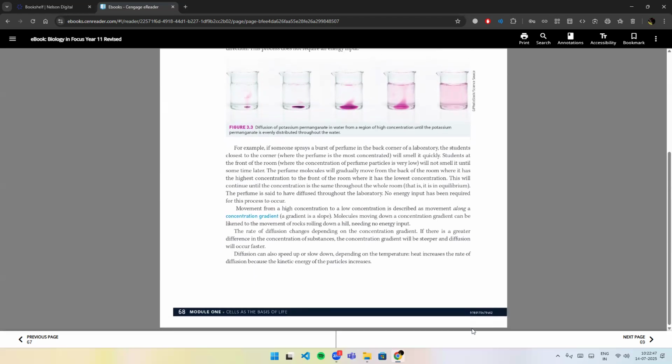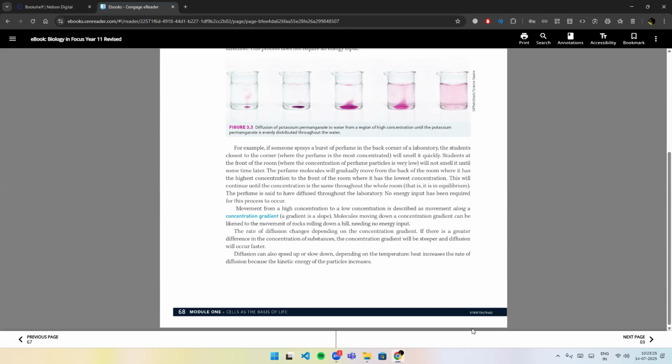For example, if someone sprays a burst of perfume in the back corner of a laboratory, the students closest to the corner will smell it quickly. Students at the front of the room will not smell it until some time later. The perfume molecules will gradually move from the back of the room where it has the highest concentration to the front of the room where it has the lowest concentration. This will continue until the concentration is the same throughout the whole room, that is, it is an equilibrium. The perfume is said to have diffused throughout the laboratory. No energy input has been required for this process to occur.